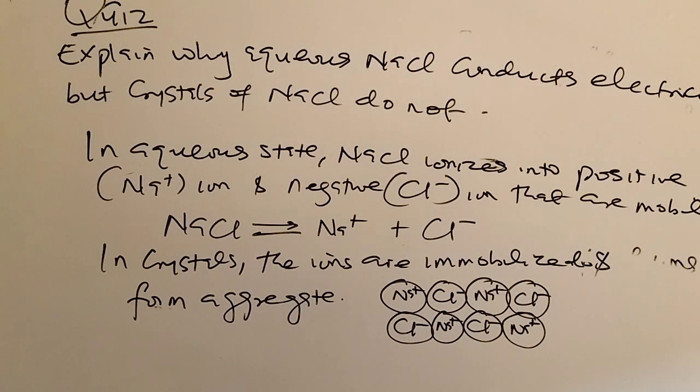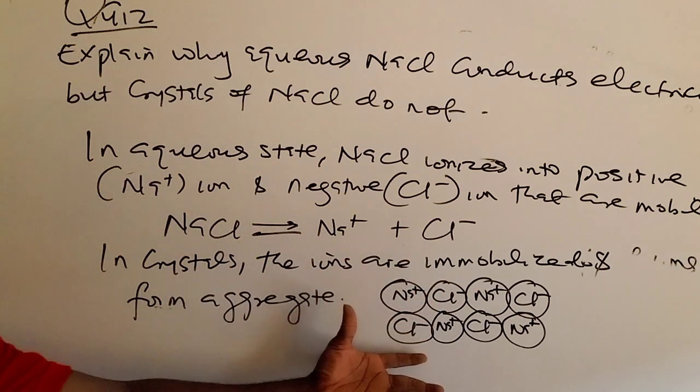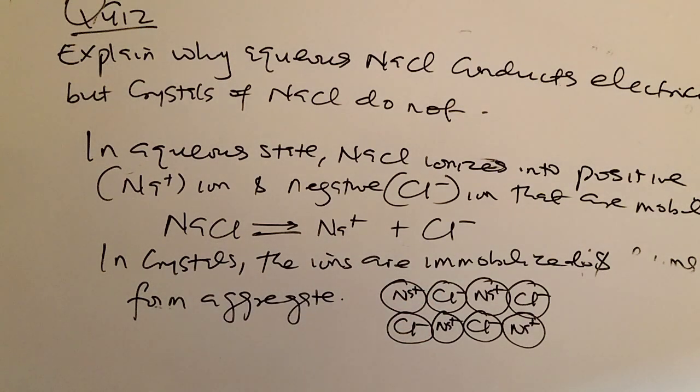So that is why in aqueous state, an ionic compound can conduct current because it can ionize. But in solid state, it cannot conduct because it consists of immobile ions. So that is the reason for this, and that answers the question.